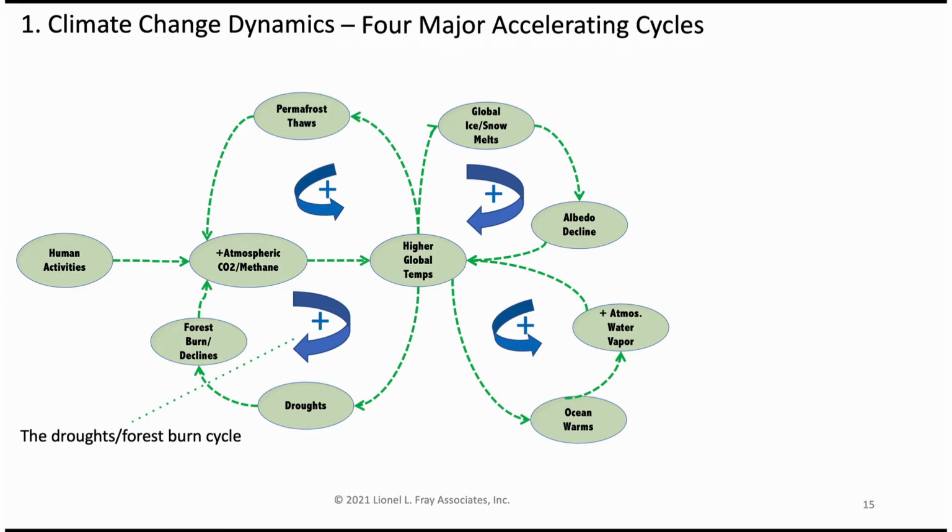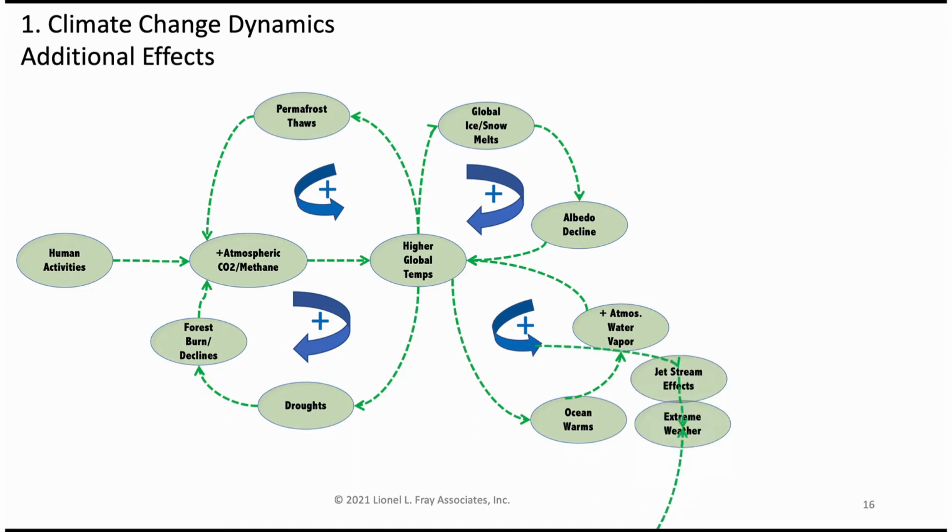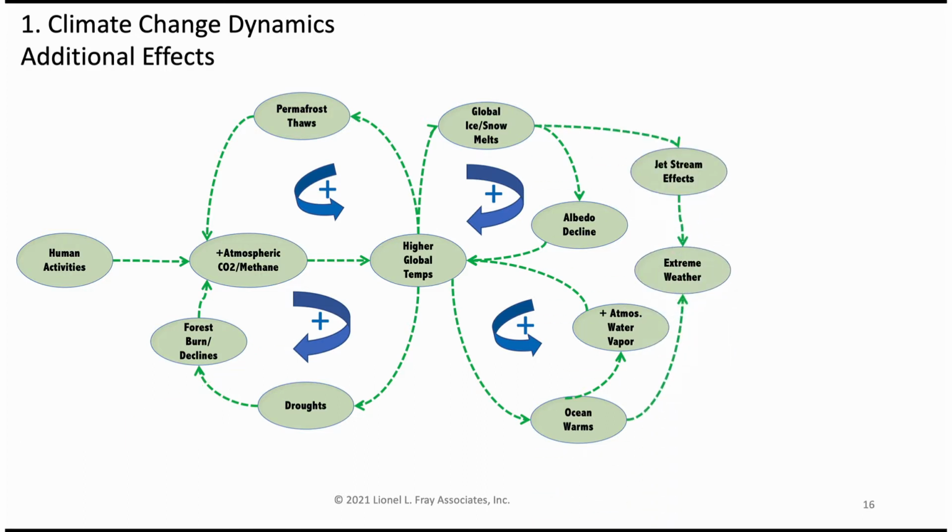But there are some additional important effects of the warming atmosphere. The melting of ice and snow disturbs the pattern of the jet stream, which affects weather patterns, especially in the northern hemisphere. An example is last winter's freeze that extended much further south than normal in the United States to Texas and surrounding states and lasted much longer than normal.